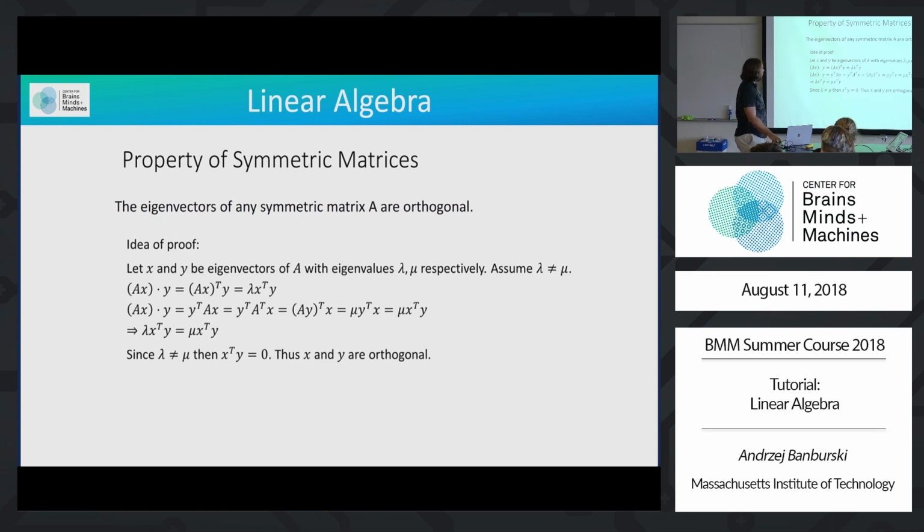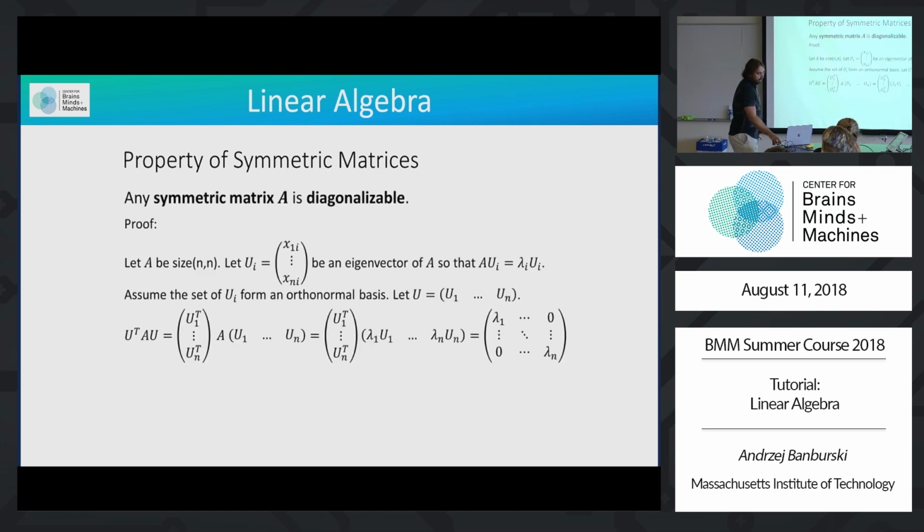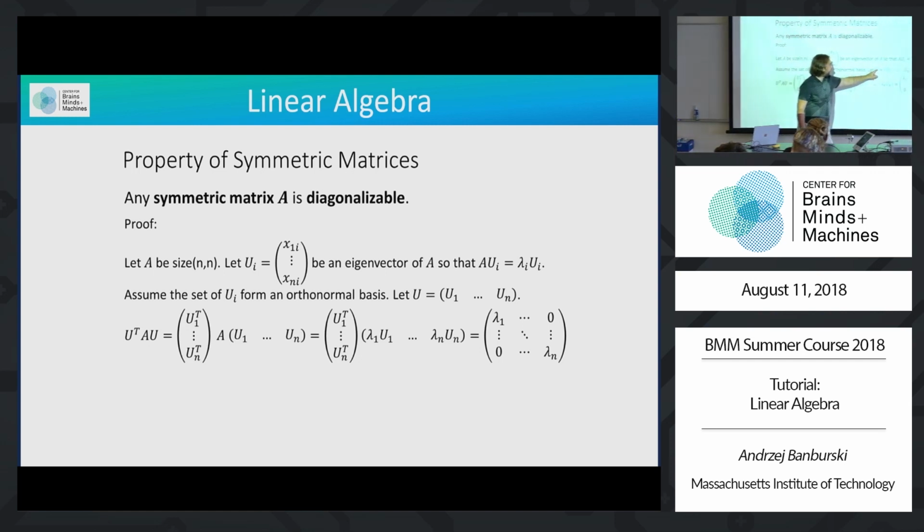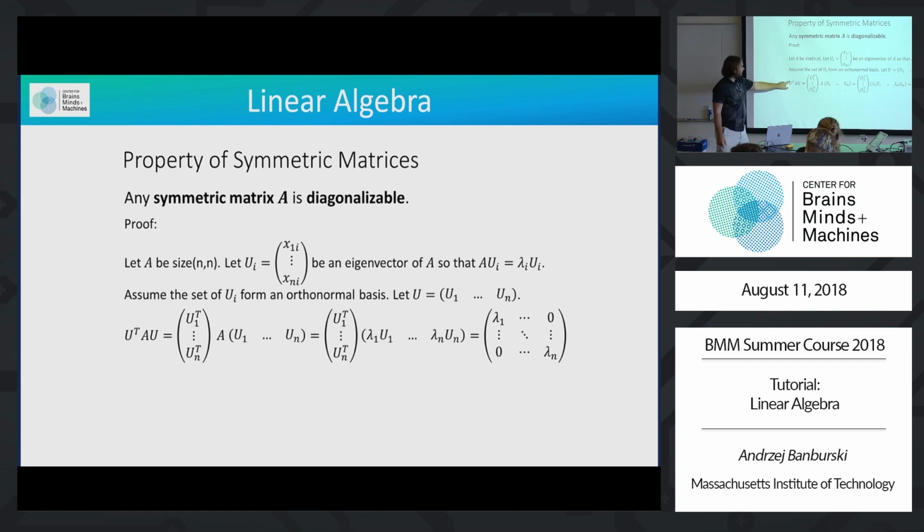And more importantly, because these eigenvectors are orthogonal, symmetric matrices are diagonalizable. Consider that we have an n by n matrix. Let u_i be an eigenvector of A, such that A times u_i is lambda_i times u_i, where lambda_i is the eigenvalue associated with the eigenvector. Let's assume that these u_i form an orthonormal basis, so they're all orthogonal to each other, which is the case for symmetric matrices. Then you can create this matrix made out of column vectors, and you have U transpose times A times U as this expression.